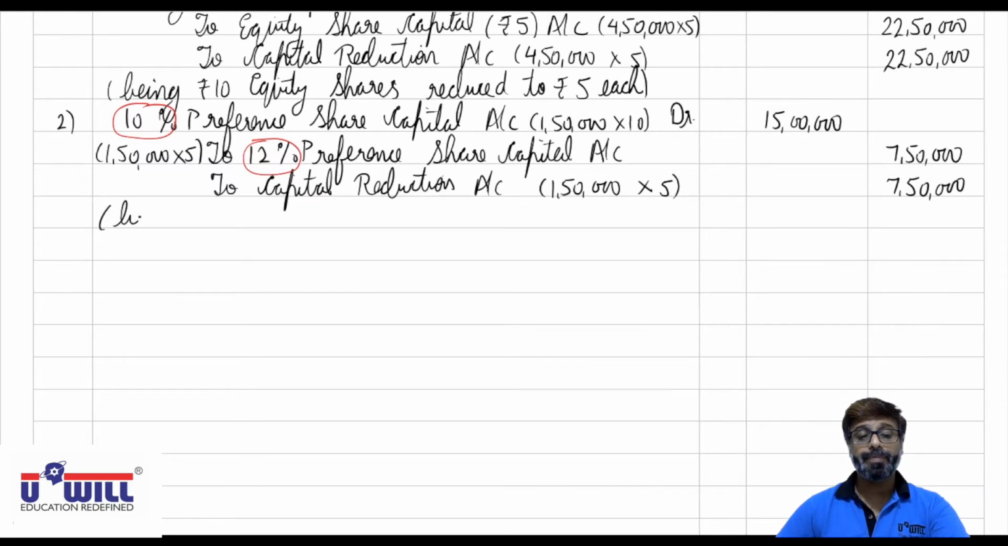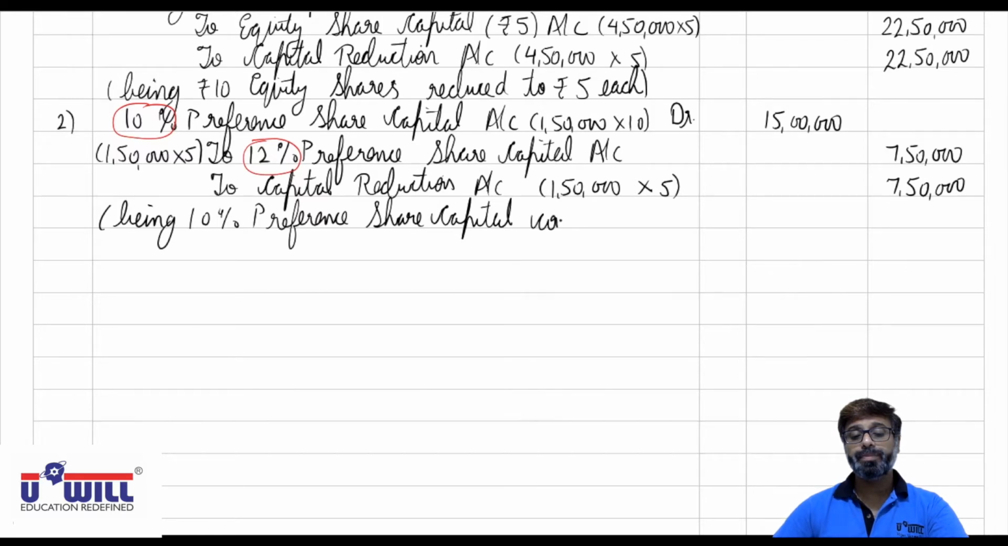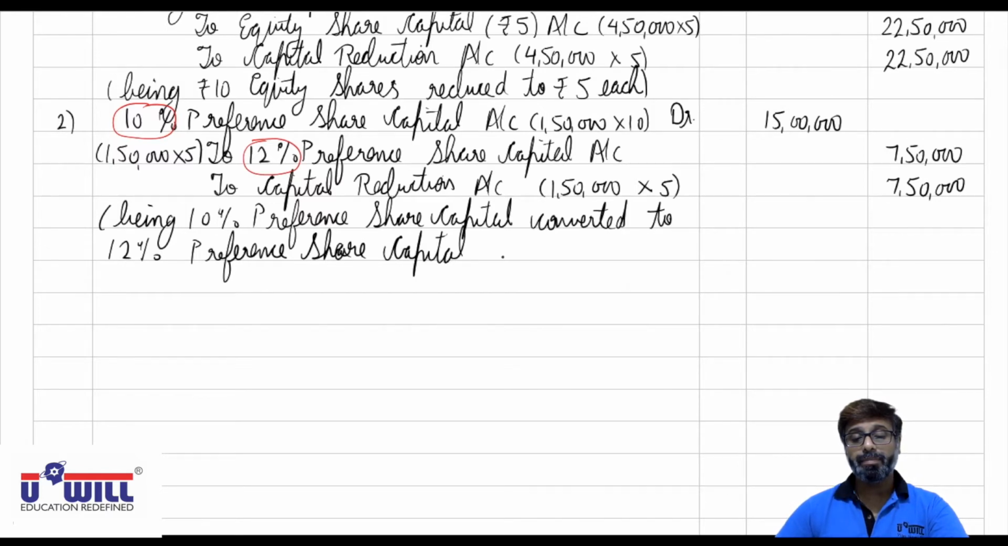Being 10% preference share capital converted into 12% preference share capital and rupees 5 paid up. Okay, being 10% preference share capital converted to 12% preference share capital, comma, rupees 5 paid up.